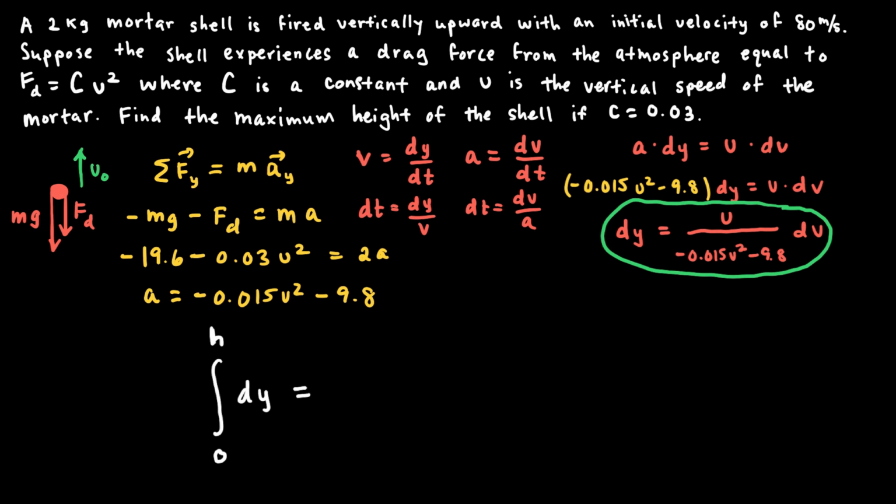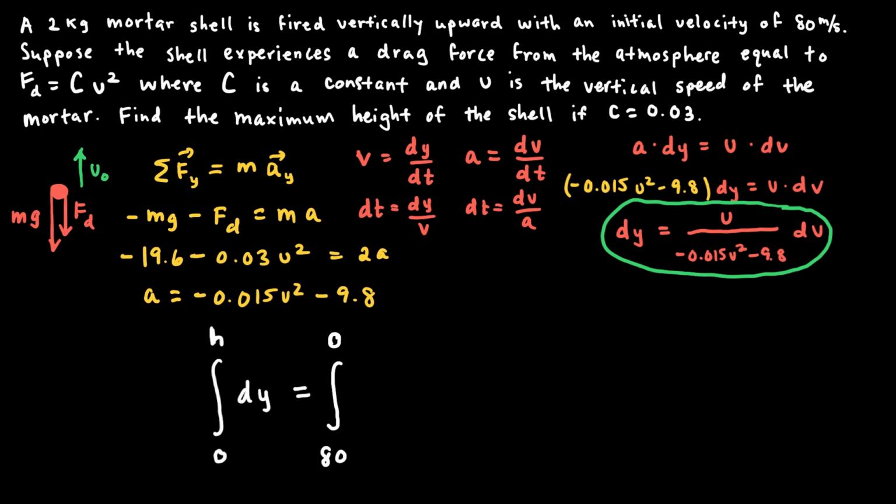On the right-hand side of this equation, I need to perform an integral where I have the initial and final speeds. Given in the problem, I was told that the initial velocity was 80 meters per second. So that is my starting point. The limits of the integral are defined such that when the height is 0, the velocity is 80 meters per second. Then for the top limit, when the height is h, what would be the velocity? When the object reaches its maximum height, the velocity would be 0.